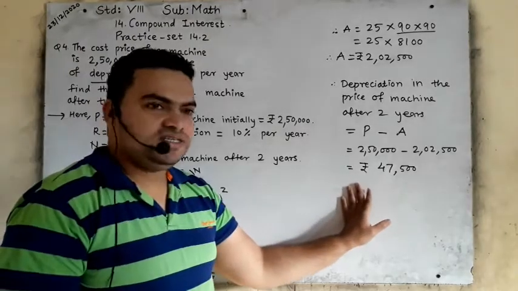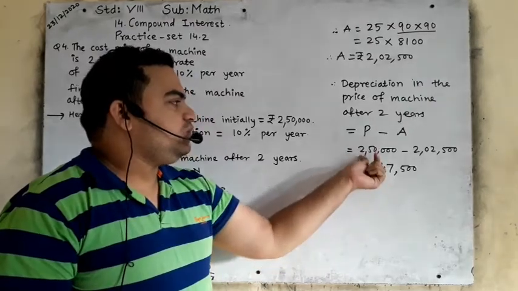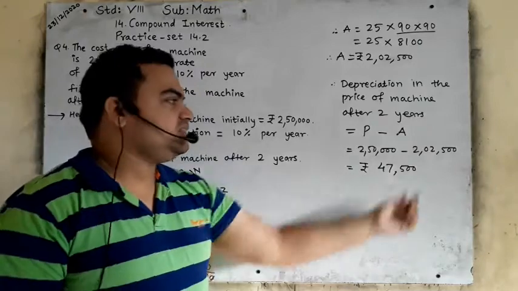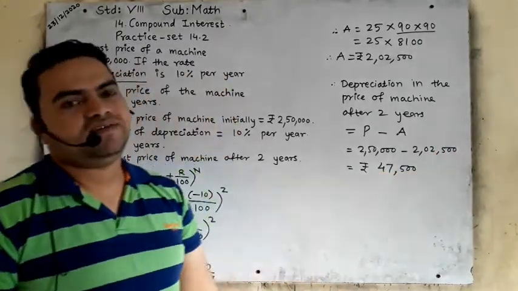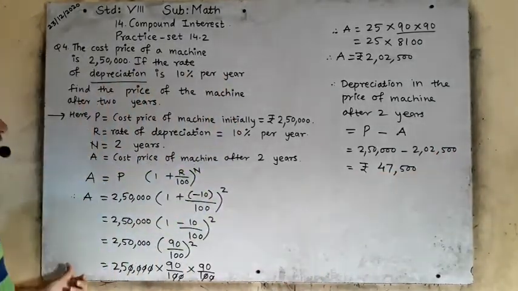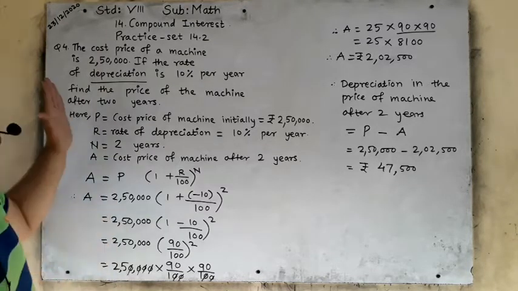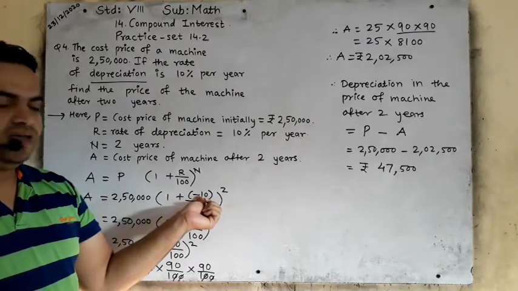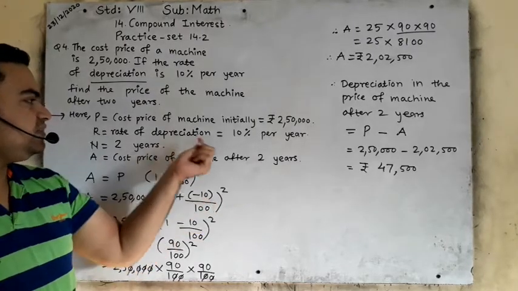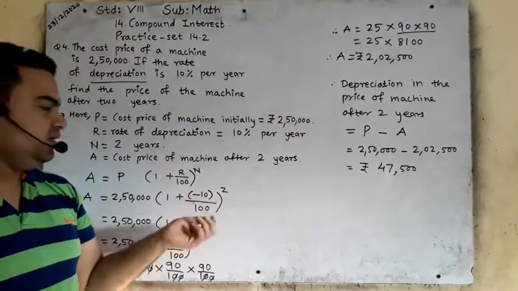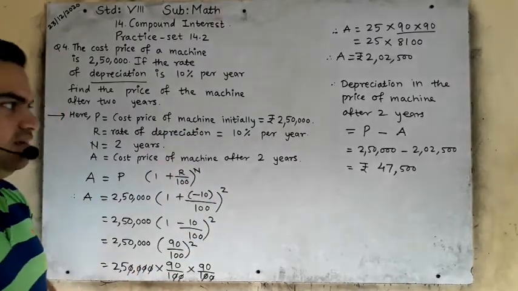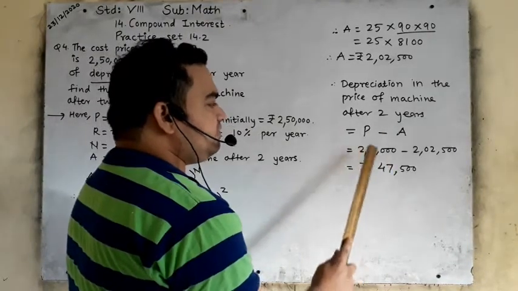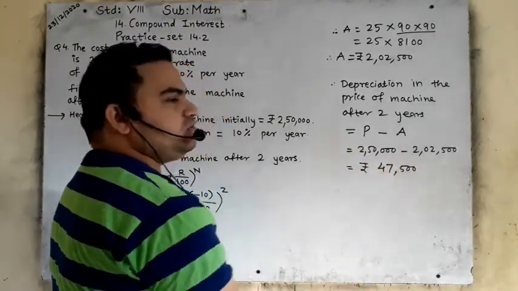This is very easy. Then we have to solve 2,50,000 minus 2,02,500, so the difference is 47,500 only. So we know how to solve question number 4. It is very easy. Only remember the word depreciation came over here, so it is minus 10. Depreciation means it decreases 10% every year, that's why we have used minus 10. And here the initial cost price of the machine was 2,50,000, minus 2,02,500.